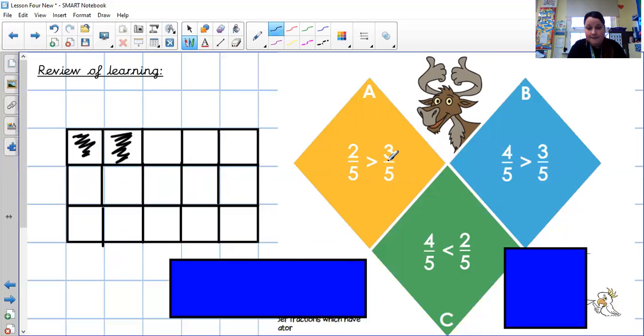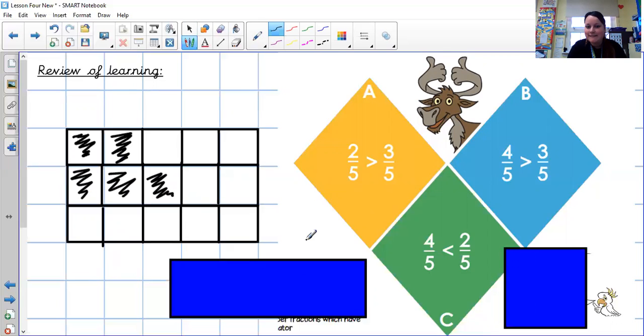Okay, 3/5. My whole is split into 5 equal parts, 1/5, 2/5, 3/5, 4/5, and 5/5. And I am interested in 3 out of those 5 equal parts. So I'm just going to very quickly shade in 3 out of those 5 equal parts. And then the last fraction, 4/5.